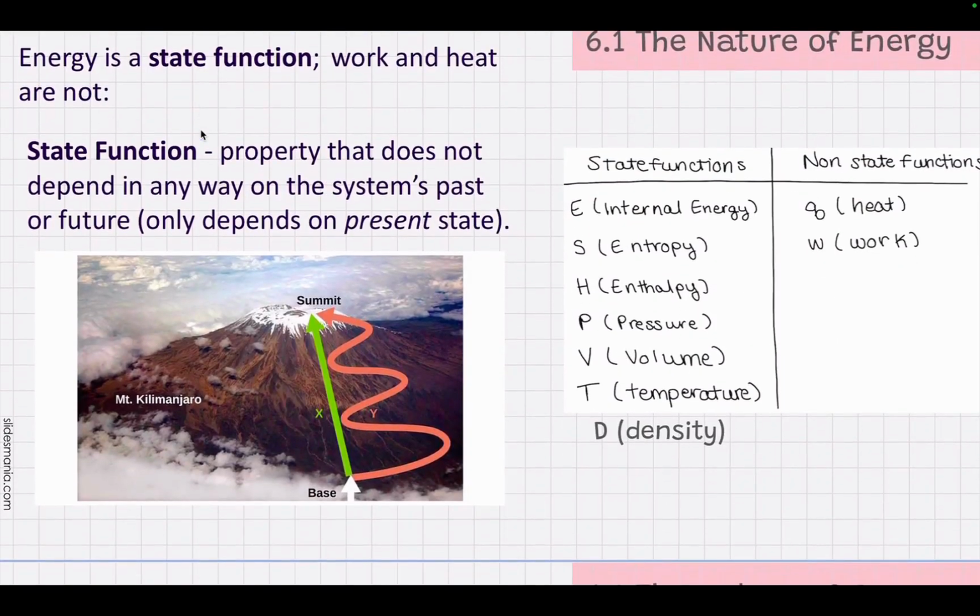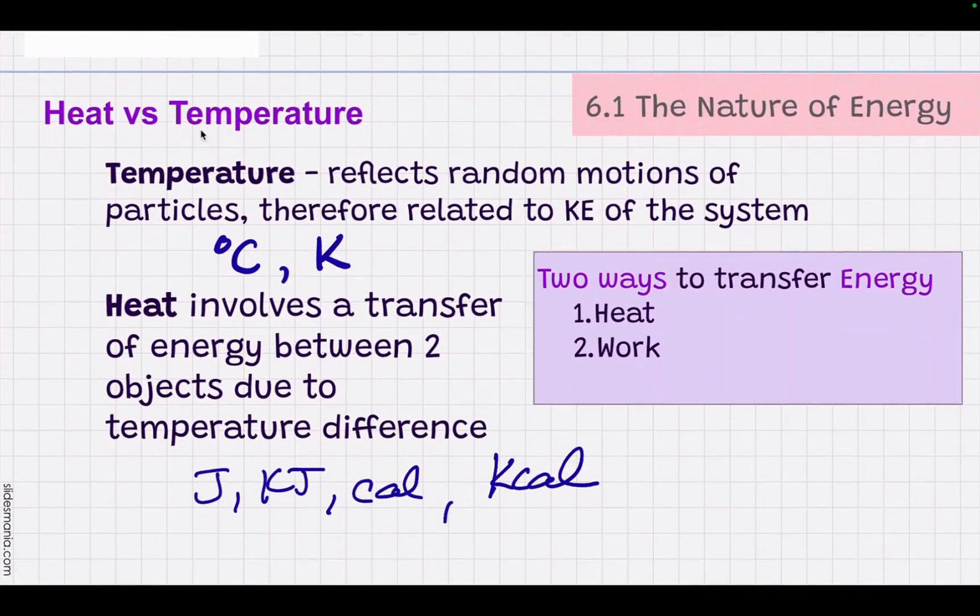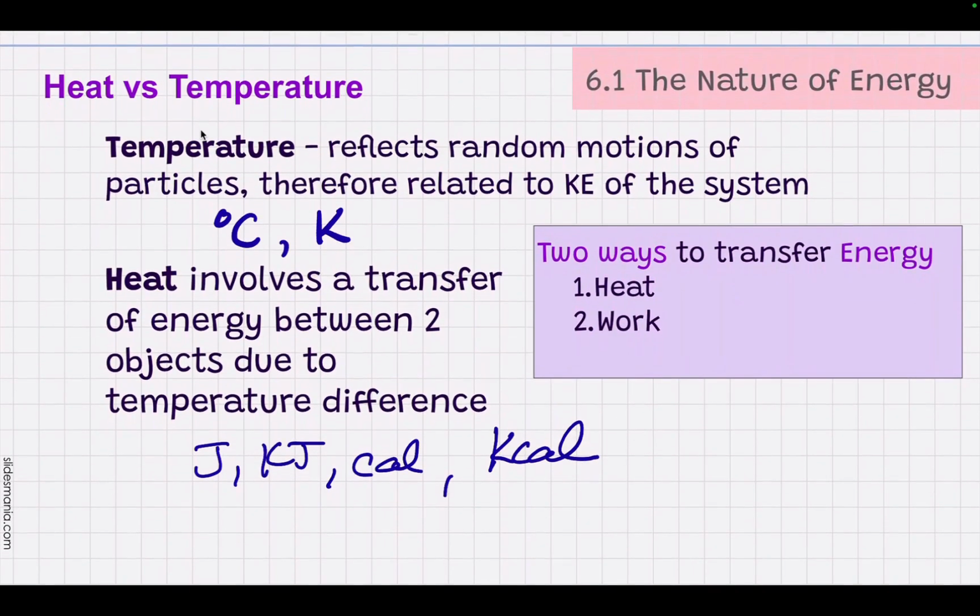So state functions, density, temperature, volume, those are some common state functions where it only really matters what the final and the initial values are. Heat and work are non-state functions, so those have to be calculated. It's not just the difference of the two between two events. Heat and temperature are also sometimes confused. Temperature, remember, is the kinetic energy or motion of the particles measured in Celsius or Kelvin. Heat is energy, so that's going to be joules, kilojoules, calories, or kilocalories.